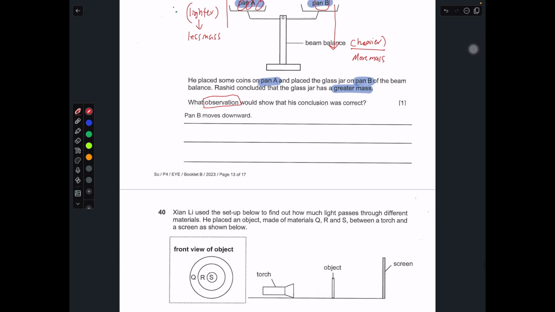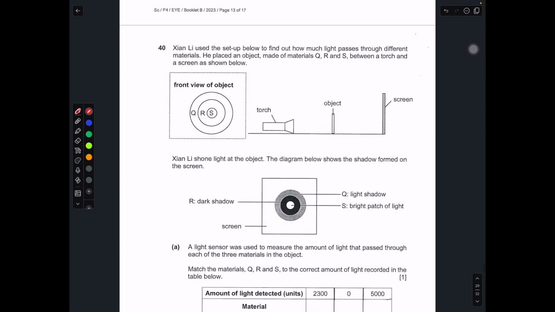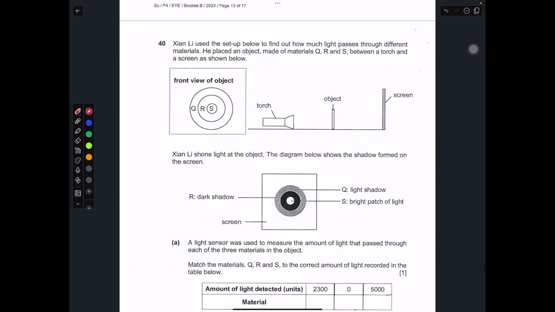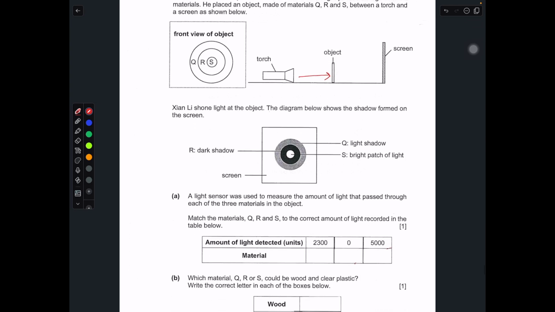Okay. So CND plays a setup below to find how much light can pass through different materials. So you have S, R, and Q, which is the front view of the object, and you have the torchlight shining on the object, and then you have the screen over here. Simply shone the light at the object. The diagram below shows the shadow formed on the screen.